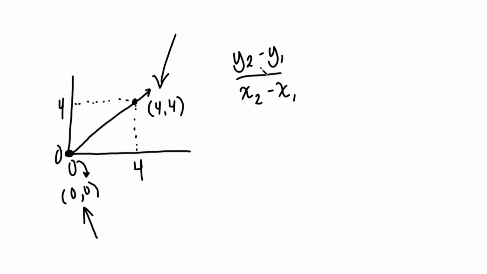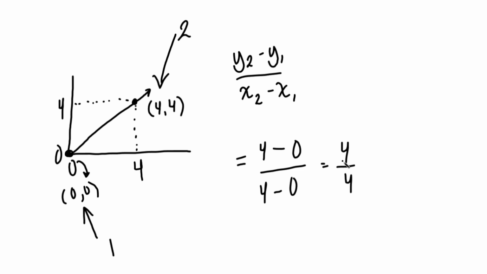So when we look at this formula, how do we plug it in? First, we just take the coordinates. It's very simple. So this one's to the right, so this one's 2. Let's label it 2, and this one 1. The y-coordinate of 2 is 4. The y-coordinate of 1 is 0. The x-coordinate of 2 is 4. The x-coordinate of 1 is 0. So when we do this, we get 4 over 4, because 4 minus 0 is 4, and 4 minus 0 is 4. So the slope is 1.